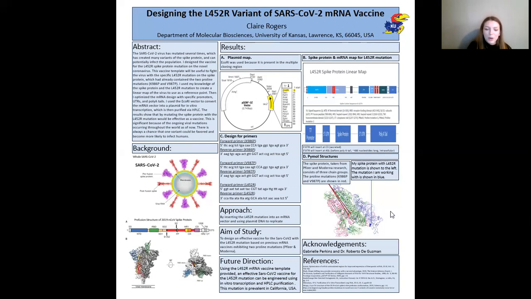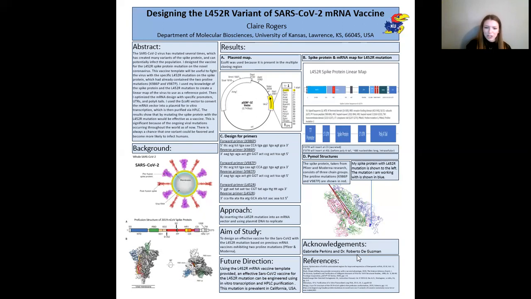The approach to our experiment is to insert the L452R mutation into an mRNA vector using plasmid DNA to replicate. And the aim of the study is to design an effective vaccine for the SARS-CoV-2 with the L452R mutation. This is important because if the L452R mutation decides to emerge and be more potent, then you have a design for the vaccine.